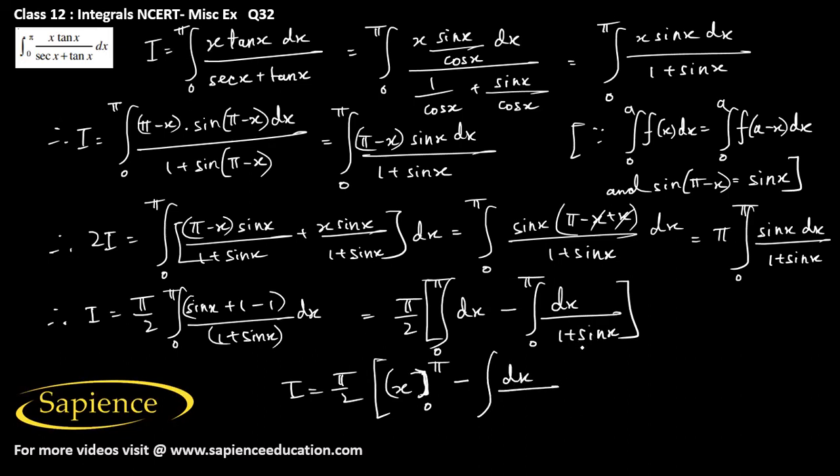We can write the integral from 0 to pi of dx by 1 plus sin x. So this will be pi by 2 times pi, so this will be pi square by 2 minus, since this is pi only, pi square by 2 minus pi by 2 into the integral from 0 to pi of dx by 1 plus sin x. Now this integral we can take as some I1, suppose. So I1 is the integral from 0 to pi of dx by 1 plus sin x.